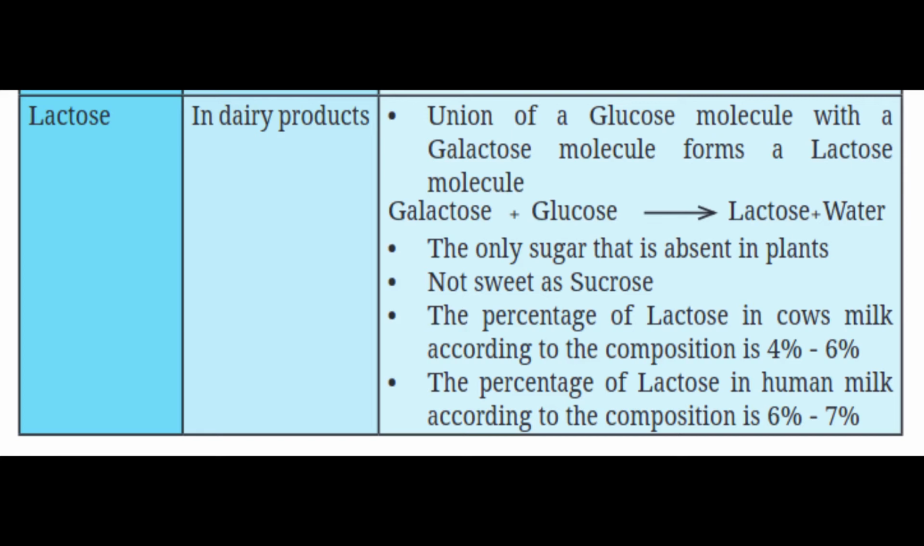Lactose: dairy products. Union of a glucose molecule with a galactose molecule forms a lactose molecule. Galactose plus glucose gives lactose plus water. The only sugar that is absent in plants, not as sweet as sucrose. The percentage of lactose in cow's milk according to the composition is 4% to 6%. The percentage of lactose in human milk is 6 to 7%.